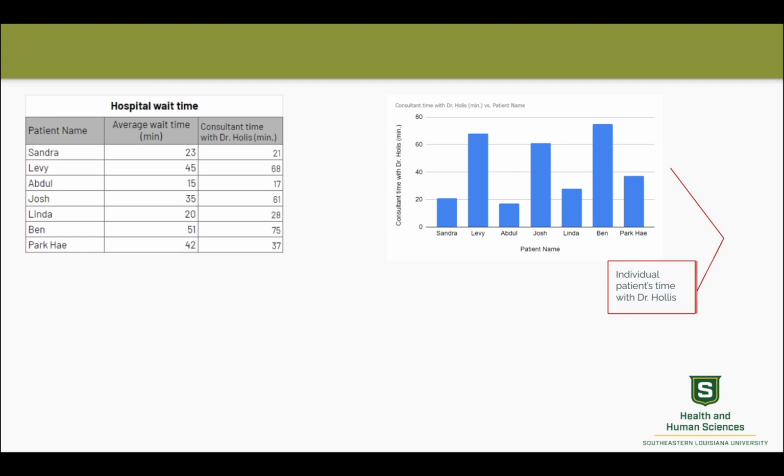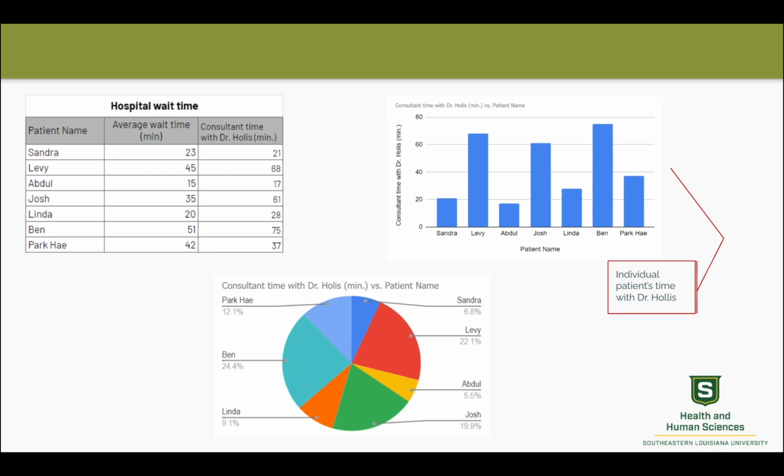And this works very well with a pie chart. The bar chart gives you individual patients' time with Dr. Hollis, which does a really good job with a bar chart. However, what the pie chart does is give us a percentage of Dr. Hollis's consultation time per patient. So we have looked at how much time Dr. Hollis is spending in a day seeing patients, and looked at it in terms of how much of Dr. Hollis's time is being spent on each patient in terms of proportion.